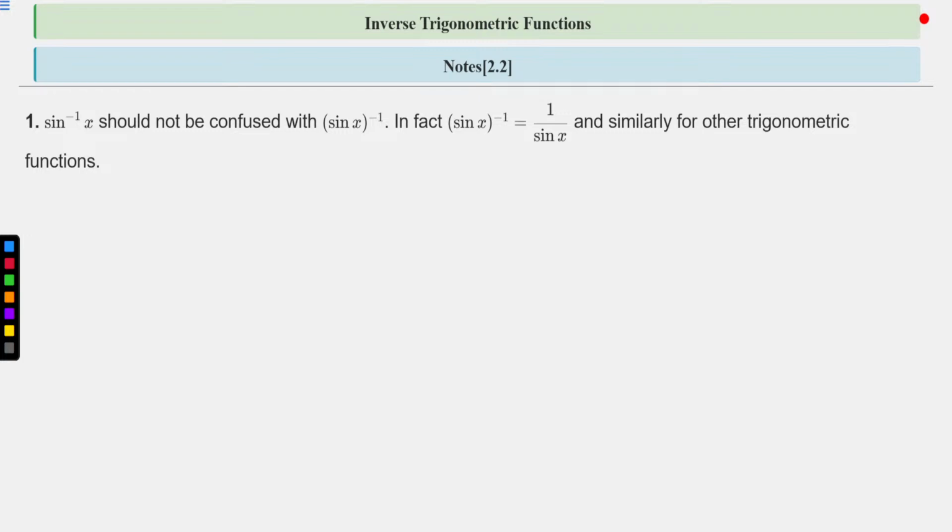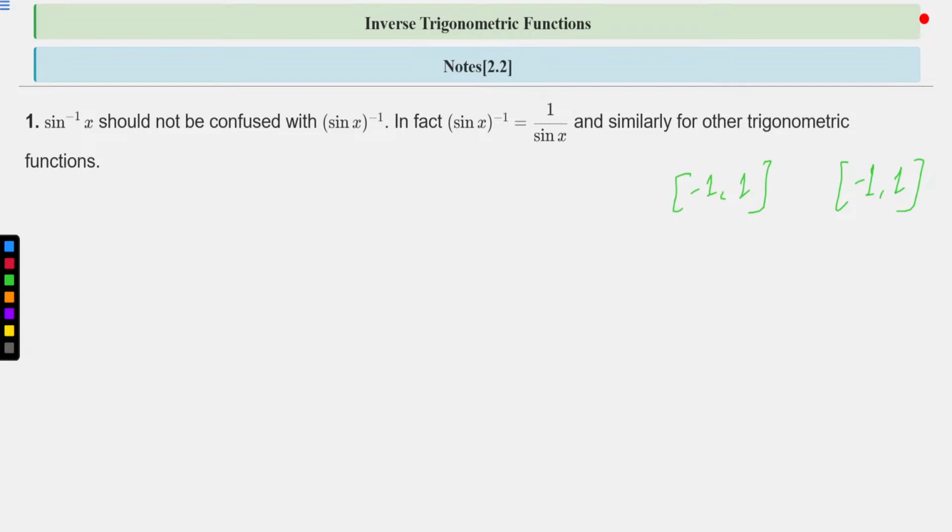Both have the same domain, minus 1 to 1. The domain of cos inverse x and sine inverse x is the same, which is minus 1 to 1, right? At any particular value, the values of cos inverse x and sine inverse x will be different, but that value will always lie between minus 1 and 1, right? Got it?